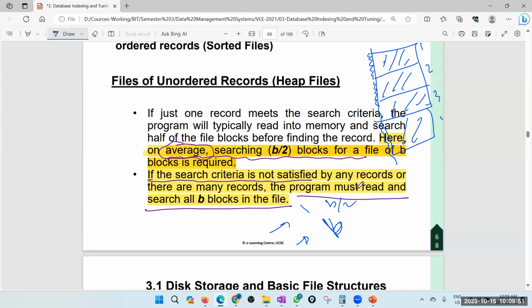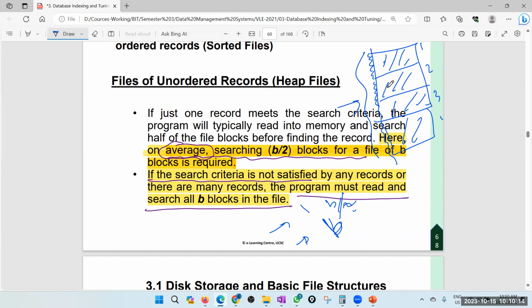Because it's not just one search. If you keep on doing searches, sometimes you get it in the second block, sometimes in the 40th block, sometimes in the 80th block. Say 100 blocks are there. So therefore, it's not always, but on average, it is B by 2. If you have 100 blocks, on average, you need to access 50 blocks.